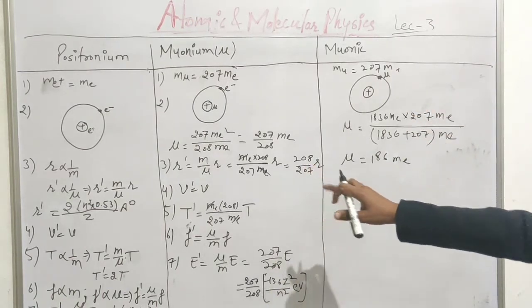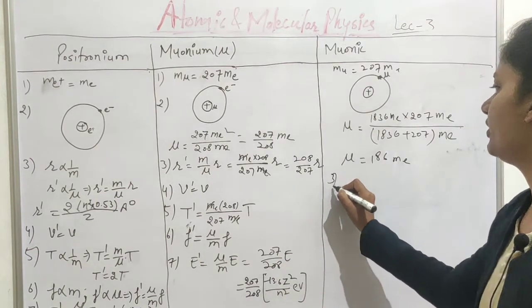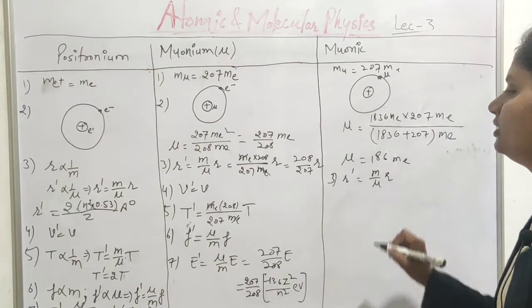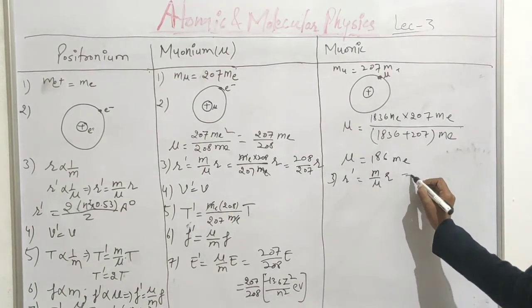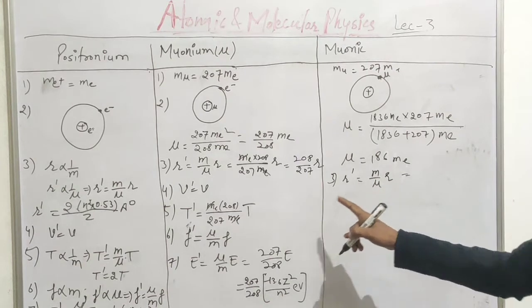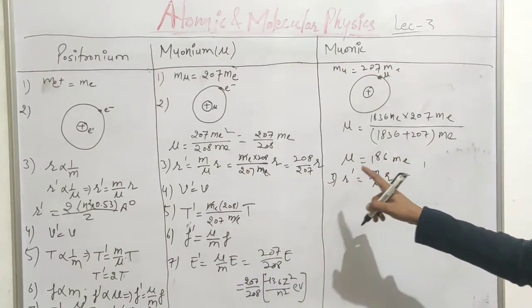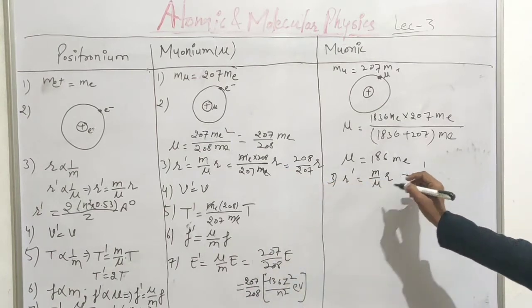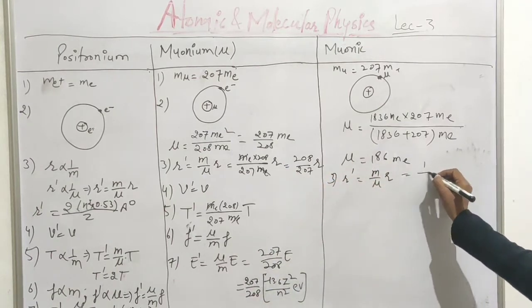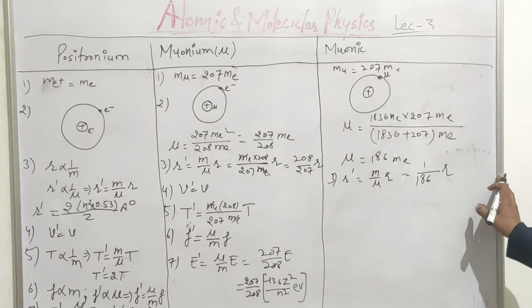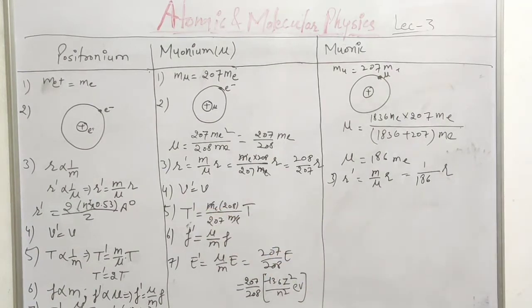Next we will see effect on radius. So how the radius will modify? The value of radius will be m over mu into its original radius. So this comes out to be m over mu, M is me and mu is 186. So it comes out to be 1 over 186 into its original radius, and this value you are familiar with. This value is here, n square by z, 0.53 angstrom.